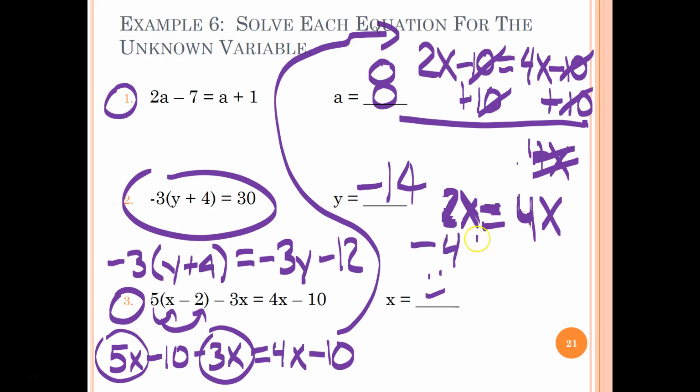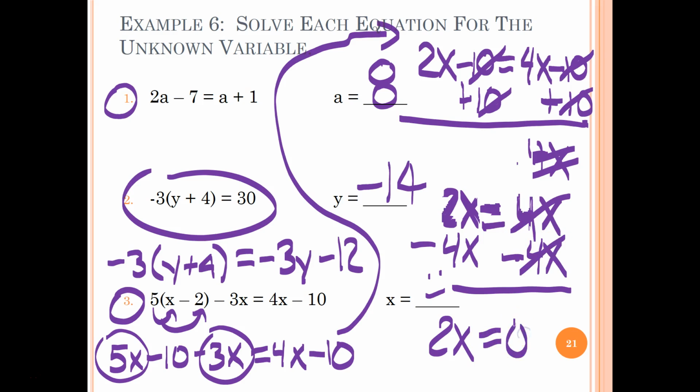So what I'm going to do is subtract 4x from both sides of the equation. And notice that 2x minus 4x gives us negative 2x, and 4x minus 4x gives us 0. I brought those variable terms to the left-hand side of the equation. If we divide both sides by negative 2, we can see that x is equal to 0 over 2, which is equivalent to 0. So the answer for number 3 is x equals 0.